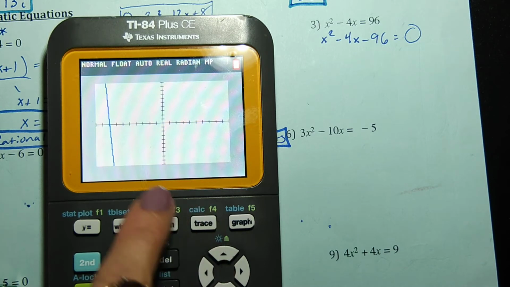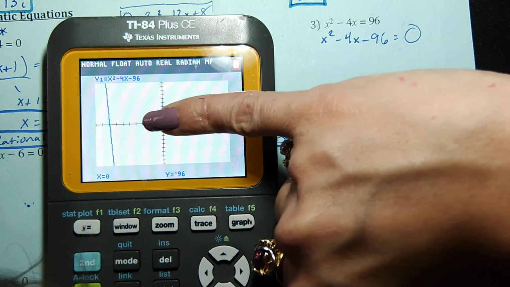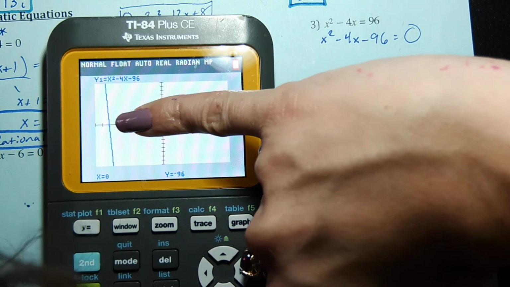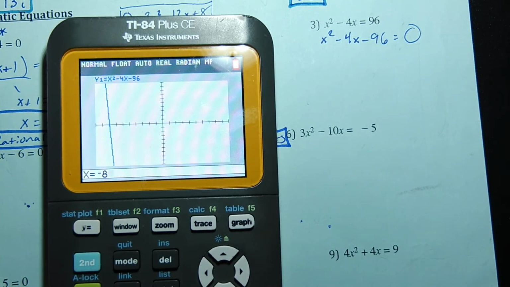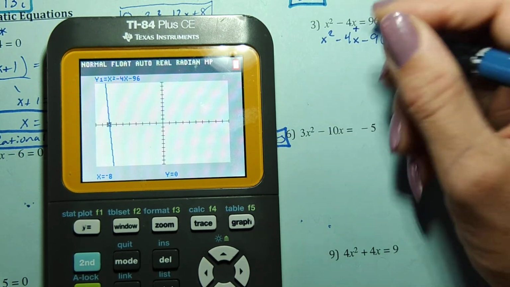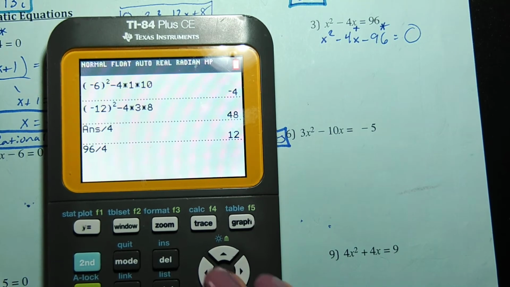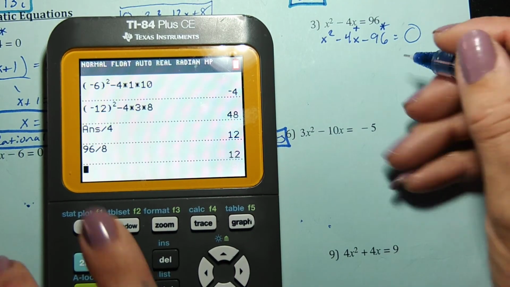So if I hit trace, it looks like this is at 1, 2, 3, 4, 5, 6, 7, 8. So if I try -8, woohoo! There's one of my x-intercepts. So what's nice about this is it kind of guides my factoring a little bit, that one of the factors should be 8. So if I factor this, 96 divided by 8 gives me 12.